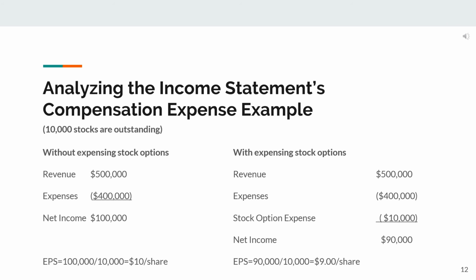So here is a quick example of what I was just talking about with expensing options and the reduced earnings per share. On the left, we have a simplified income statement that does not expense unexercised options on the income statement and shows disclosure. At first look, $10 earnings per share looks pretty good. Then looking at the company on the right that chose to expense the unexercised options on the income statement, their earnings per share was $9 per share.